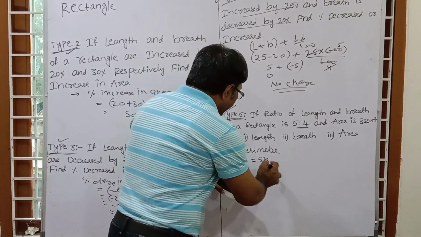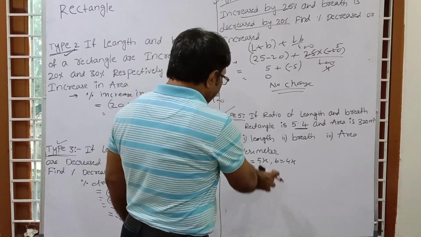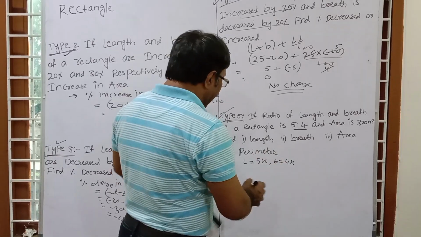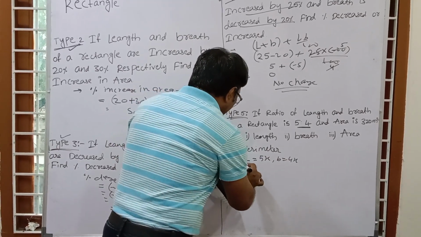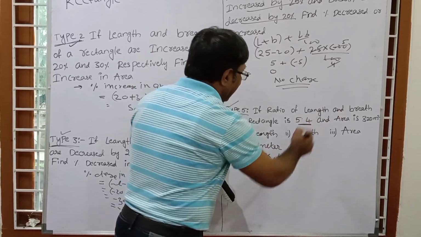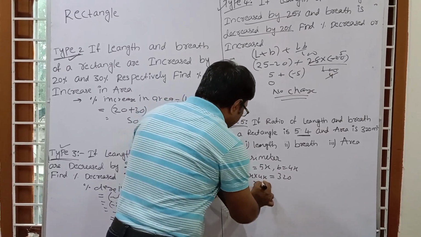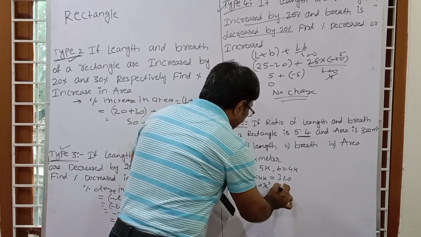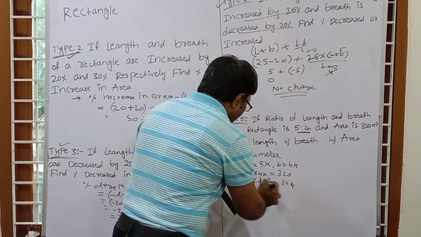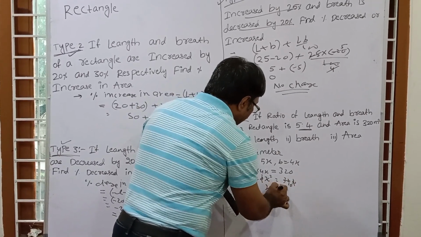In the same way, breadth equals 4x. So length is 5x, breadth is 4x. Area is already given, and you know area is length into breadth. So 5x into 4x equals 320 meter square. This is 20x square equal to 320. Just cancel the 0 and cancel by 2, so x square equals what?